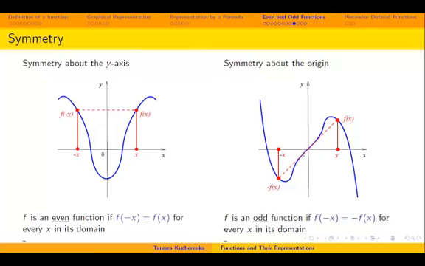f is an odd function if for every x in the domain, negative x is also in the domain, and f of negative x equals negative f of x.